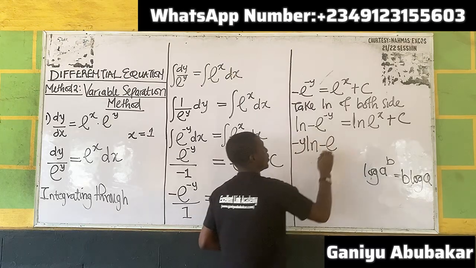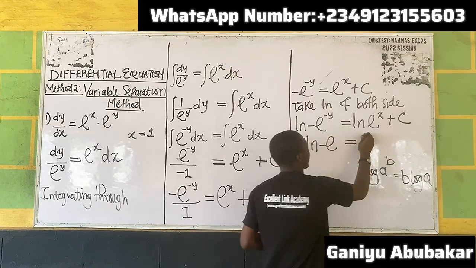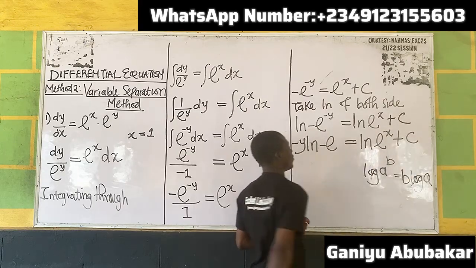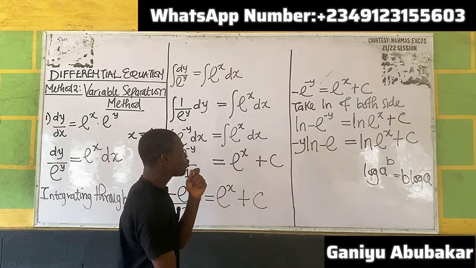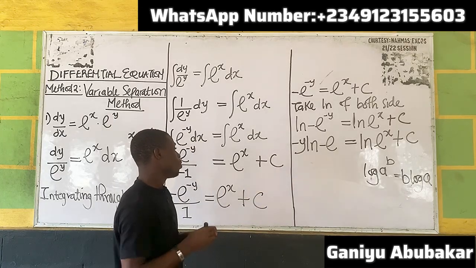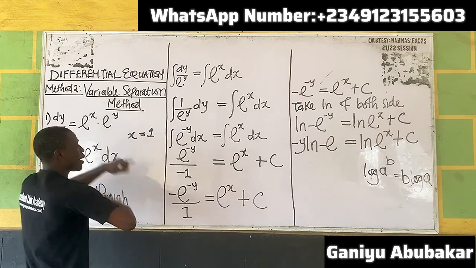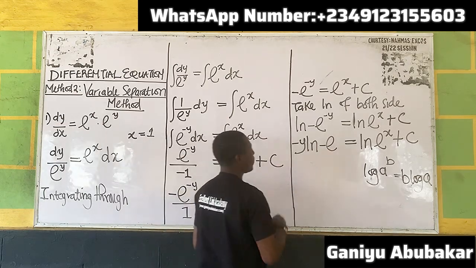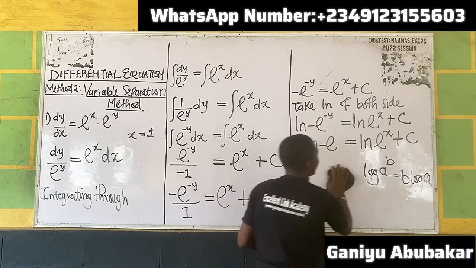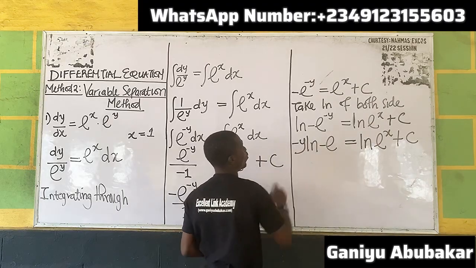Exponential is equal to ln exponential x plus c. All right, so I want to make sure that y is the subject of the formula here, because for y, we're trying to take this stuff back to y. My next task now is, listen please, the idea here is that I want to make sure this y stands alone.